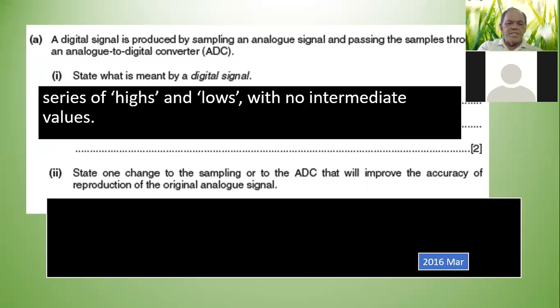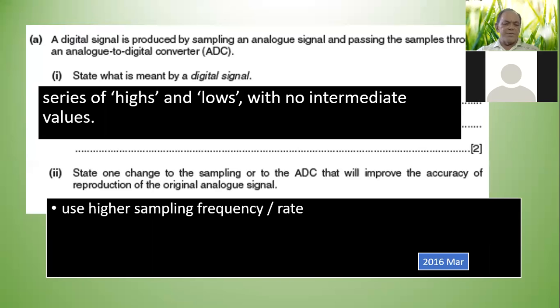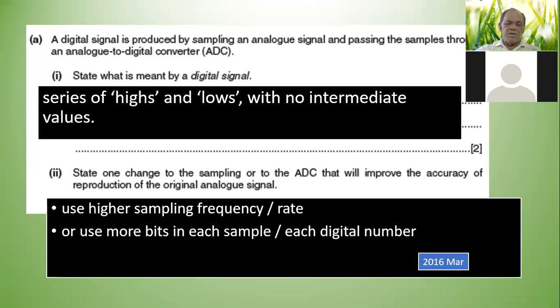State one change to the sampling or to the ADC that will improve the accuracy of the reproduction of the original analog signal. Okay, use a higher sampling frequency or rate, or use more bits in each sample, or use more levels in each sample, same thing. Right? More bits means more levels in each sample.